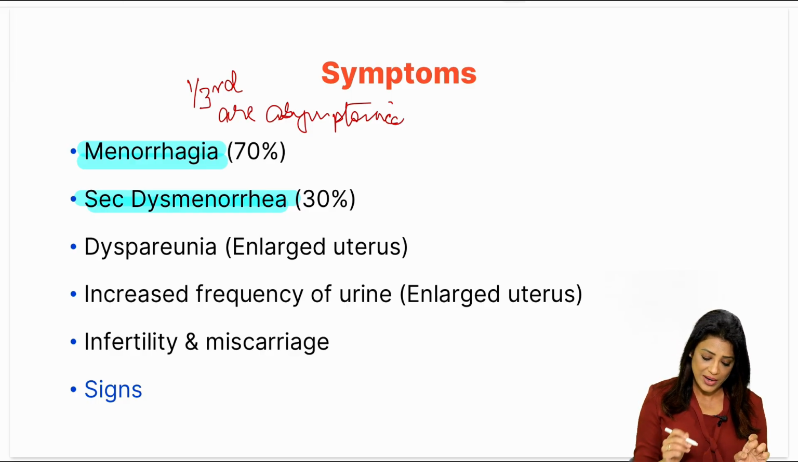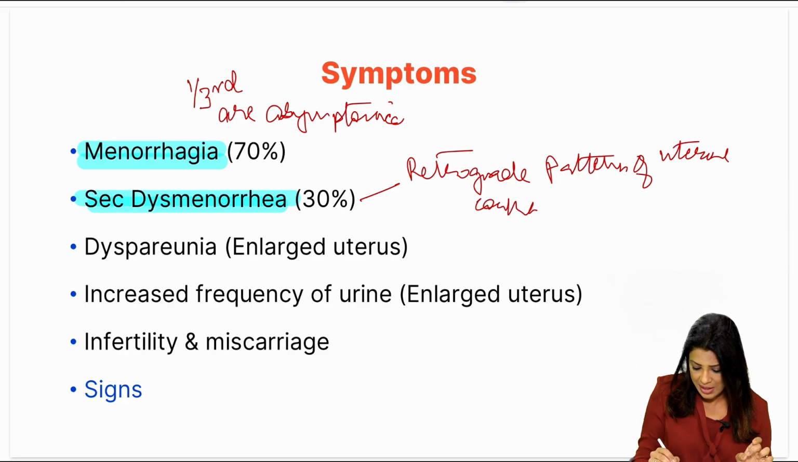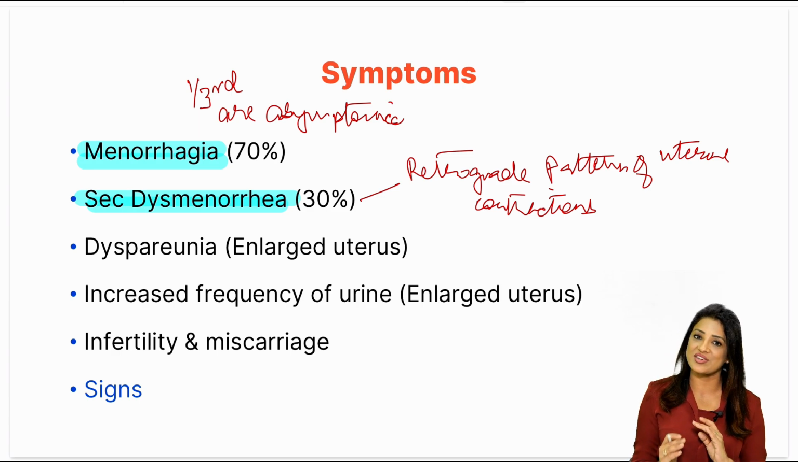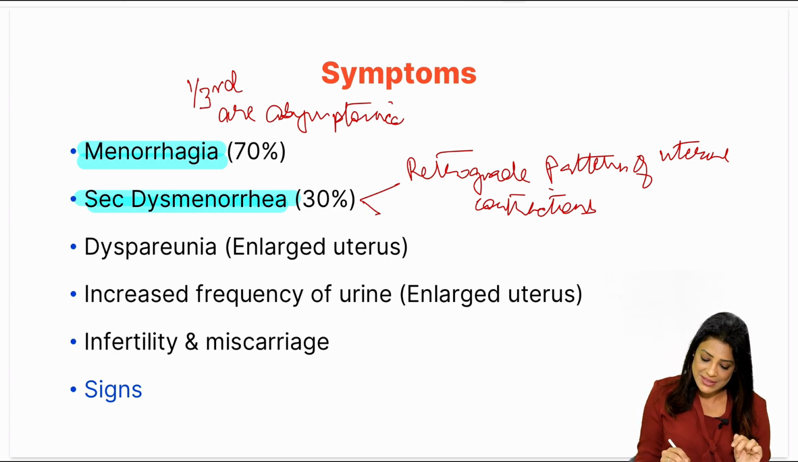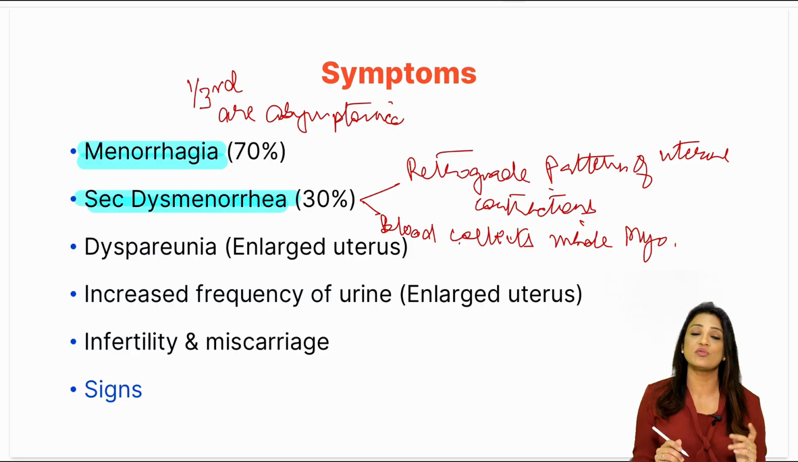Now, why does the dysmenorrhea happen? This is due to the retrograde pattern of uterine contractions. Why retrograde? Because the myometrium now has endometrium inside and there is blood collecting inside. So the retrograde pattern of uterine contractions can lead to more pain, plus there is blood collecting inside. Wherever there is endometrium, the blood collects there whenever it is bleeding. So blood collects inside the myometrium. Okay, so these are the two causes of dysmenorrhea.